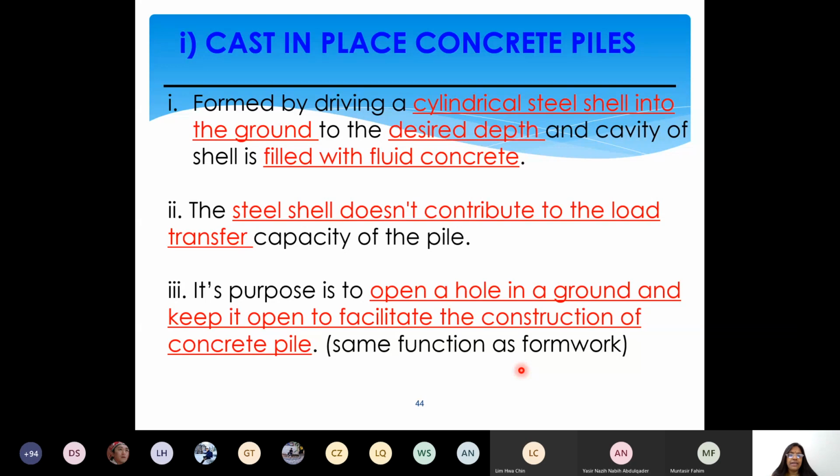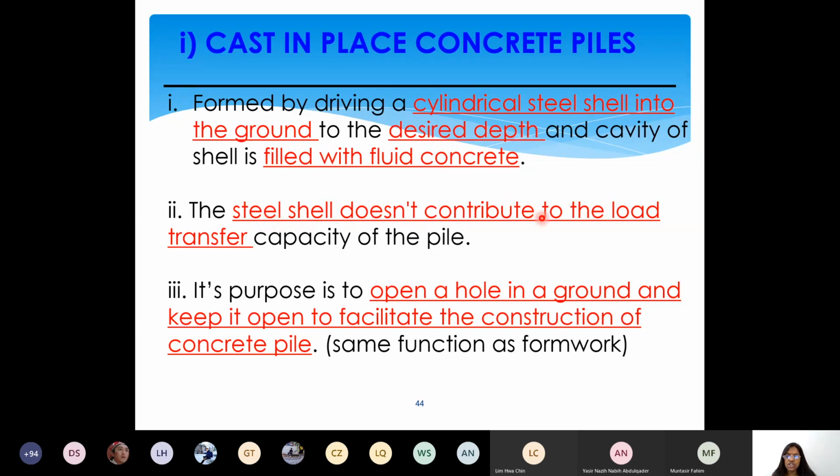Cast in place concrete piles are formed by driving a cylindrical steel shell into the ground to the desired depth, and the cavity of the shell is filled with fluid concrete. So repeating the same. Provide the scaffolding and pour the concrete inside, maybe cylindrical, square, rectangular, or of any type required. It's mostly of circular type.